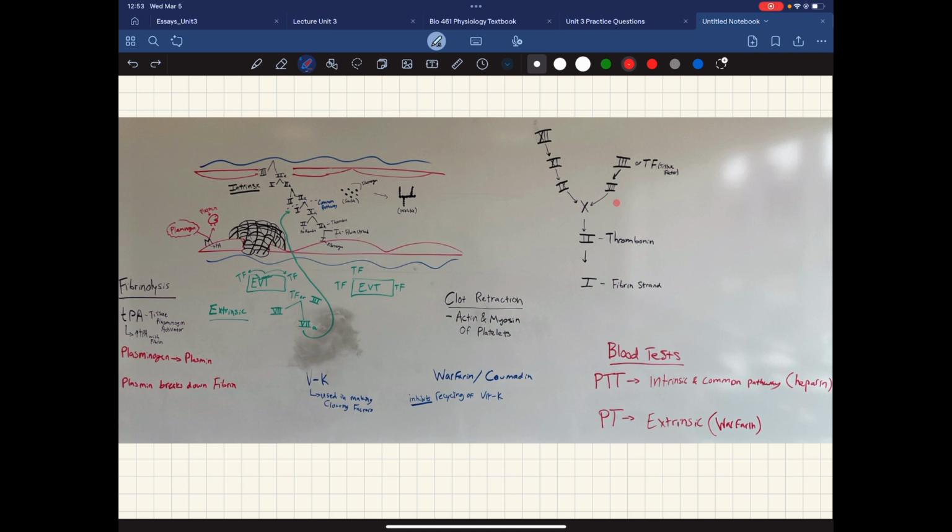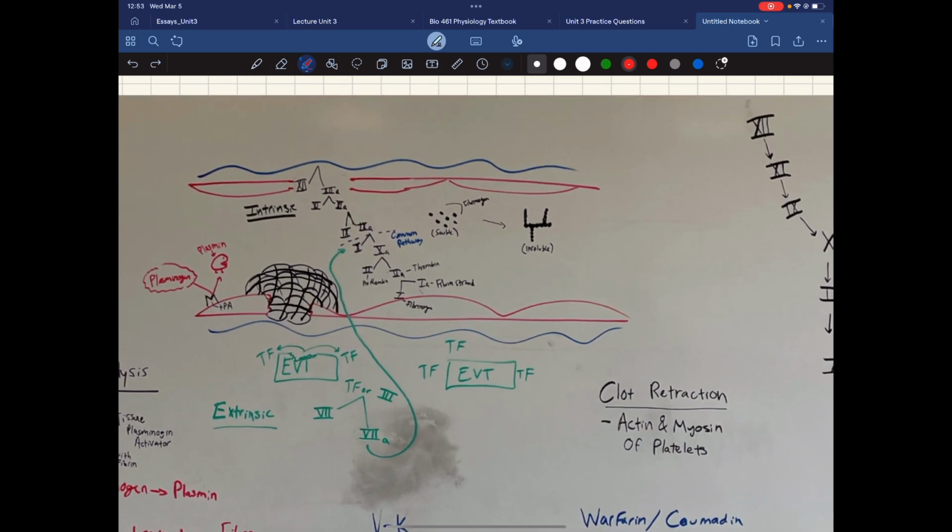Okay, so that's the intrinsic and extrinsic pathways leading to the common pathway, which brings us to thrombin and the fibrin strand. Where do I want to go next? I guess there's also something called clot retraction. The reason why that's important, I'll zoom in right here.